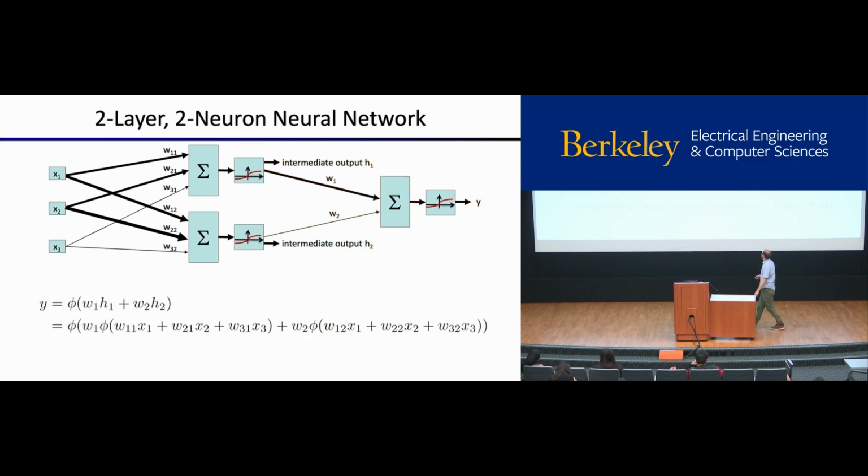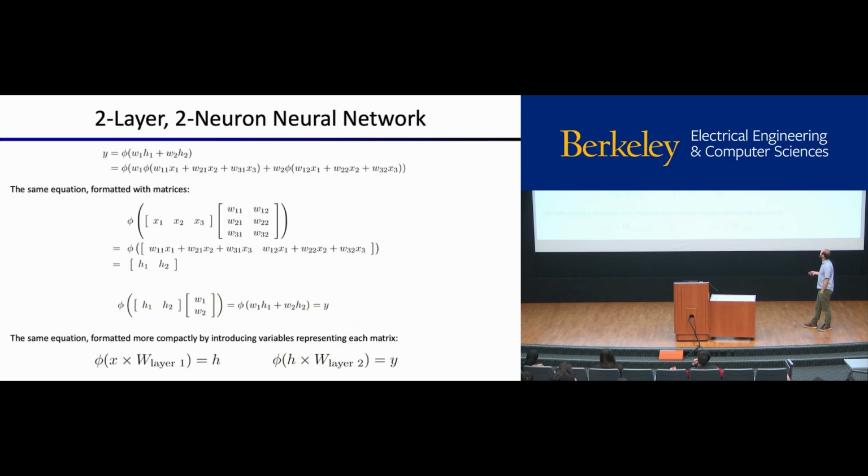So here it is written all out. If you didn't label intermediate computation steps as H1 and H2, you'd have to write it like this, which is just harder to read. Or if you really want, you could write it like that.